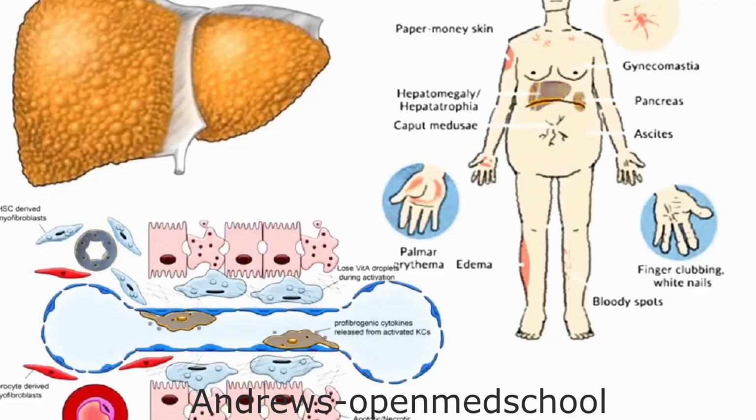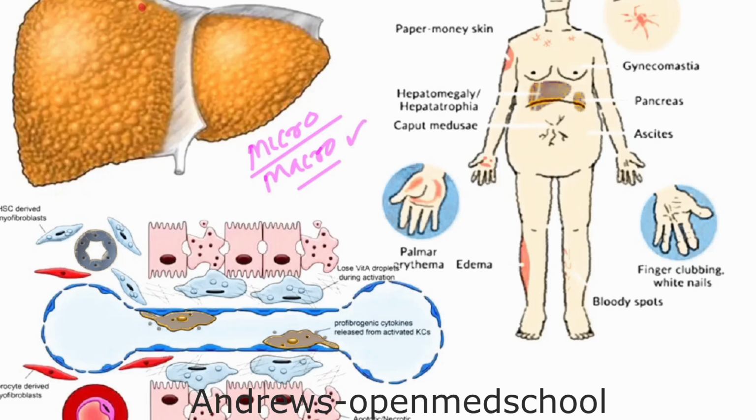So here these are the nodules. These nodules can be divided into micronodular, and large nodules are called macronodular. Alcoholic cirrhosis classically produces the micronodular, or Laennec's cirrhosis, whereas the post-necrotic cirrhosis is the macronodular cirrhosis.